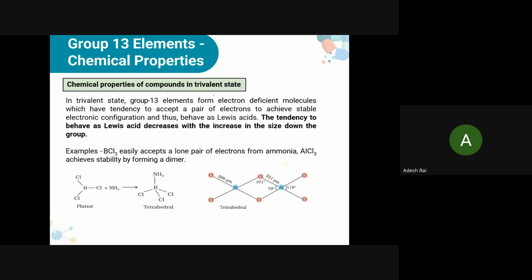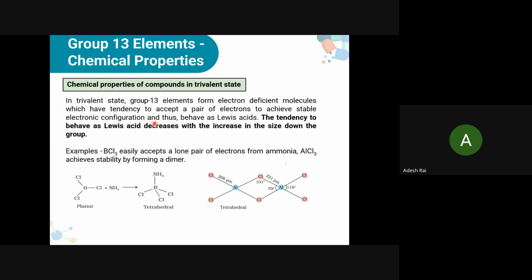Now, what is written over here? Chemical properties of compounds in trivalent state. So, in trivalent state, group 13 elements form electron deficient molecules. You would have heard of BCl3, BF3, yes or no? You have heard of Lewis acids, right? So we are talking about Lewis acid only. They form electron deficient molecules which have tendency to accept a pair of electrons to achieve a stable electronic configuration and thus behave as Lewis acid.